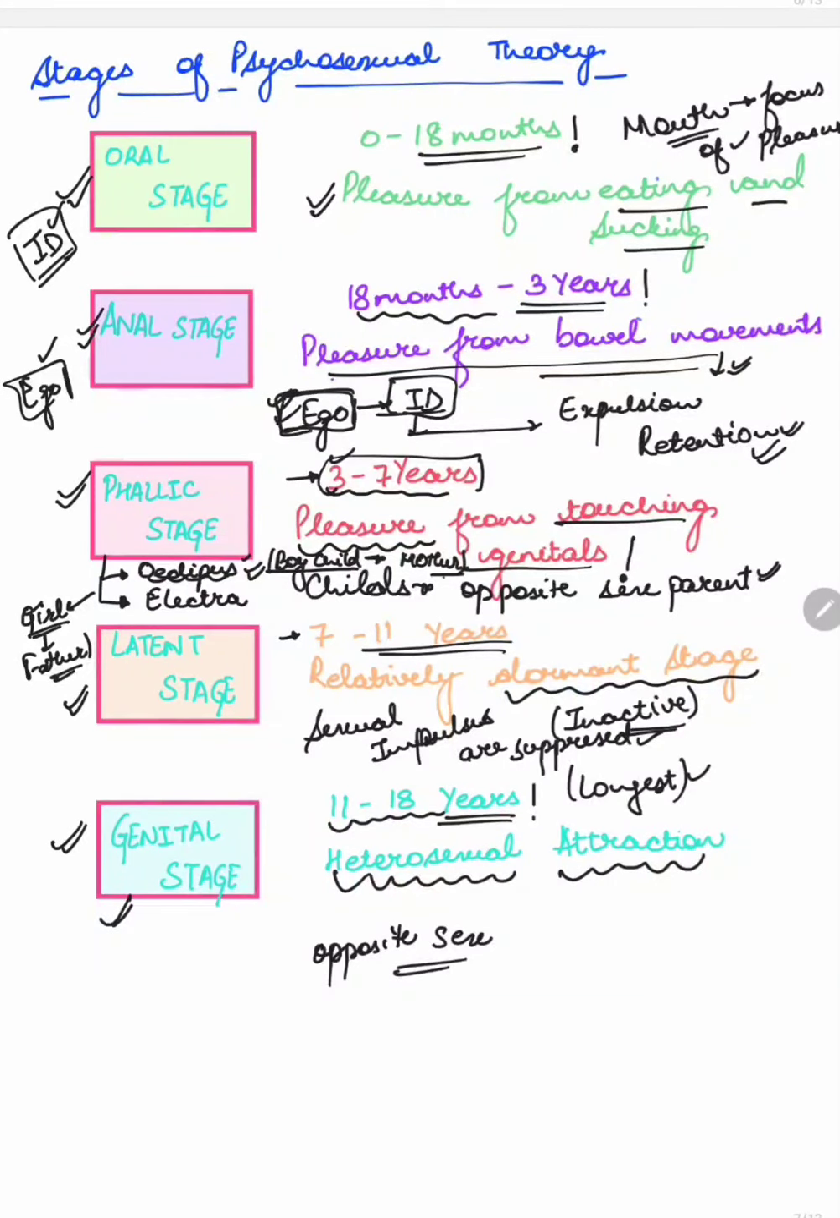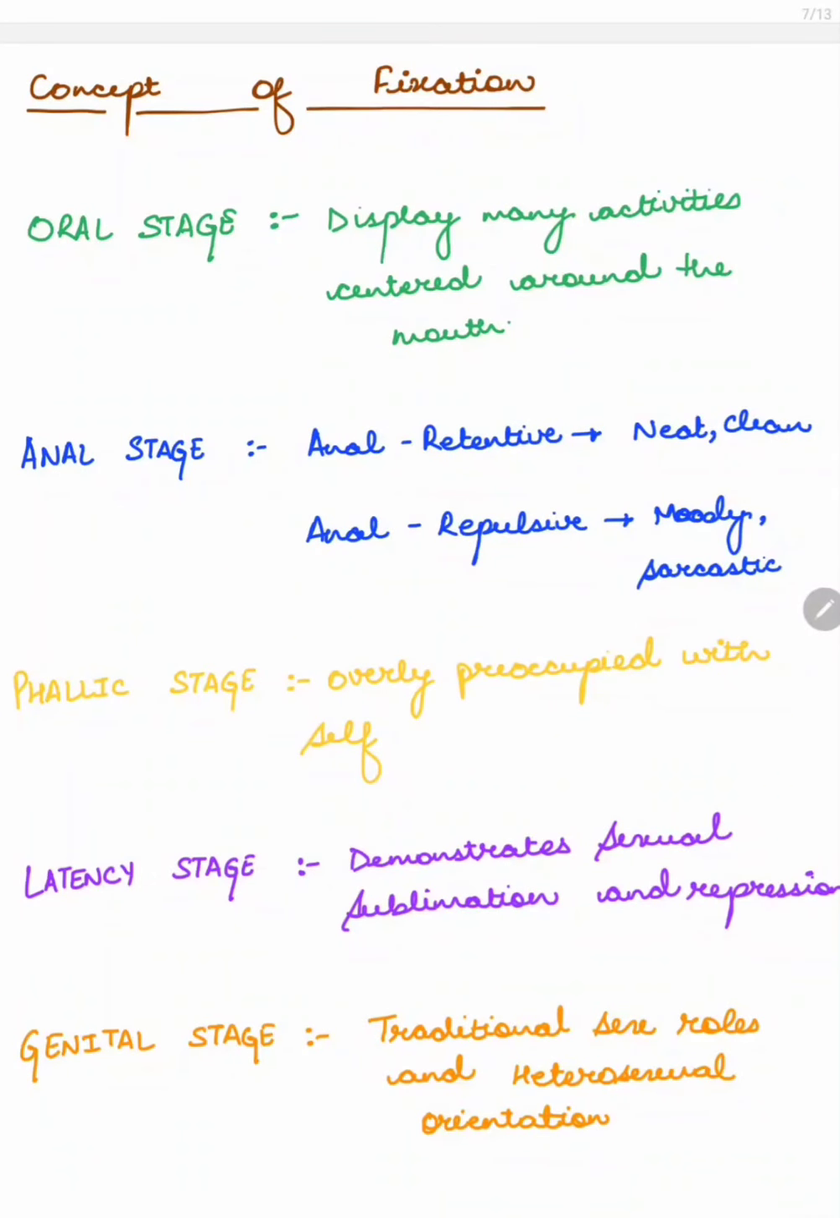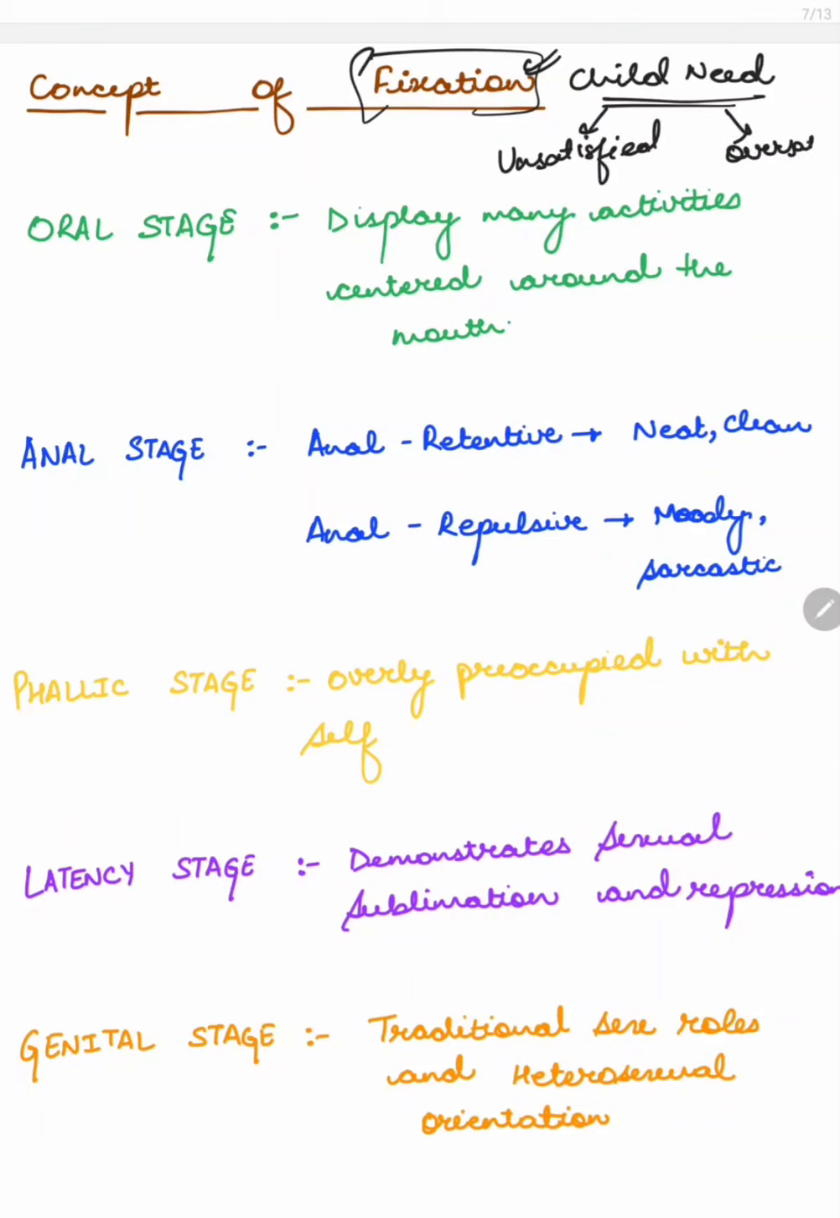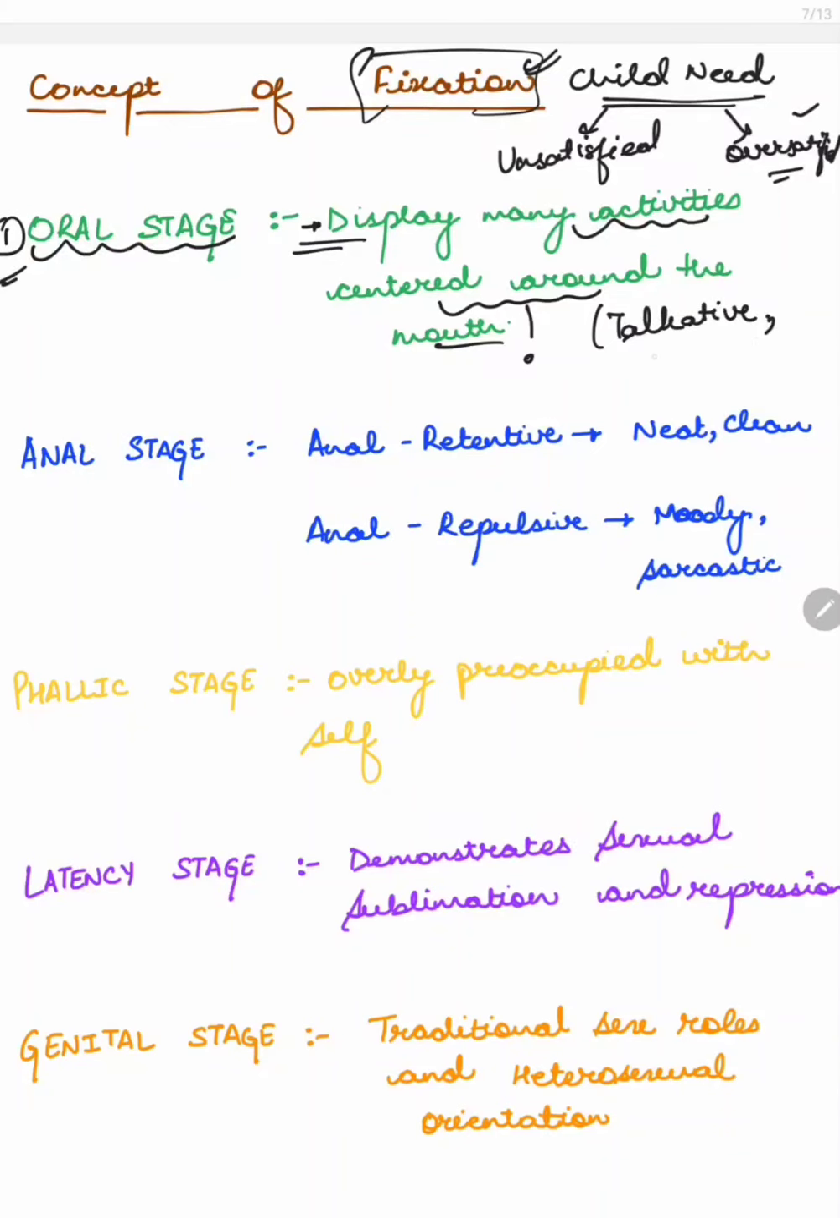So this was all about the stages of psychosexual theory. As we know, if the child's need at any stage is not satisfied or is oversatisfied, it will lead to fixation at that stage. So for the first stage, the oral stage, fixation will display many activities centered around the mouth, right? The child will become talkative, garrulous, etc.